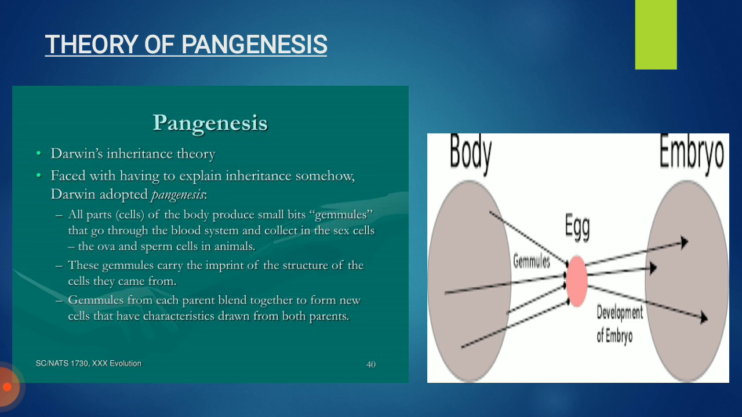So the next theory is the theory of pangenesis. In pangenesis, Darwin postulated that all parts of the body produce small bits, which we call gemmules, that go through the blood system and collect in the sex cells, the ova and sperm cells in animals. These gemmules carry the imprint of the structure of the cells they came from. Gemmules from each parent blend together to form new cells that have characteristics drawn from both parents. In the picture you see that the body ejects gemmules which attach to the eggs, and then they develop into an embryo.